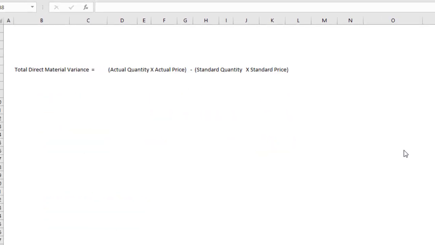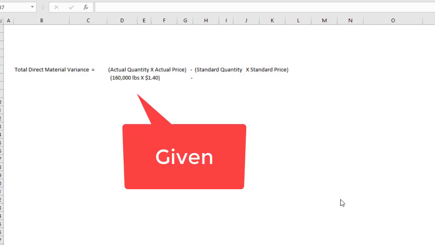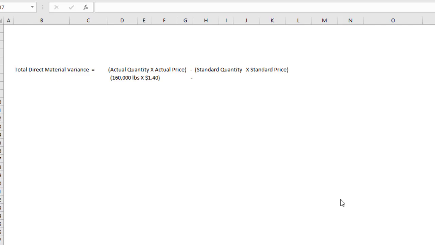To calculate a total direct material variance, we take the actual situation, how many pounds of potatoes we actually used and the actual price we paid per pound, and then compare it to the standards that we looked at earlier. So we're going to use those standards on the right side of this equation, standard quantity and standard price. We look at our records at the end of the month, and we see that we used 160,000 pounds of potatoes, and the amount that we paid was $1.40 per pound. Let's compare that to the standard.